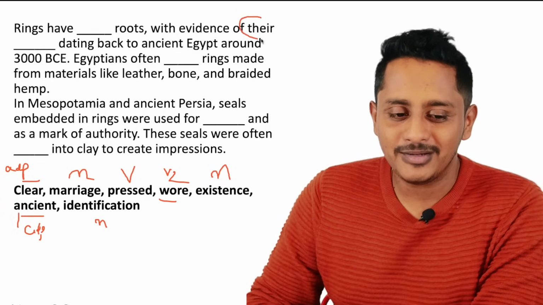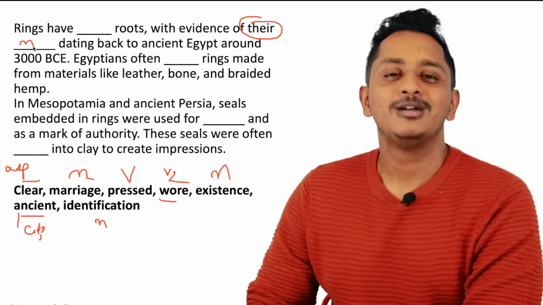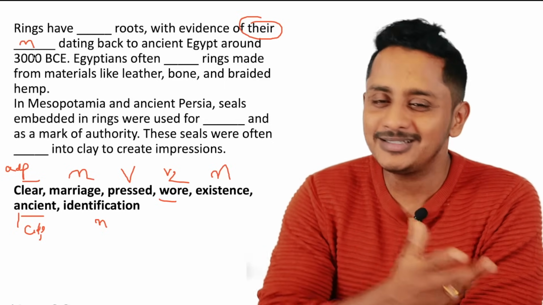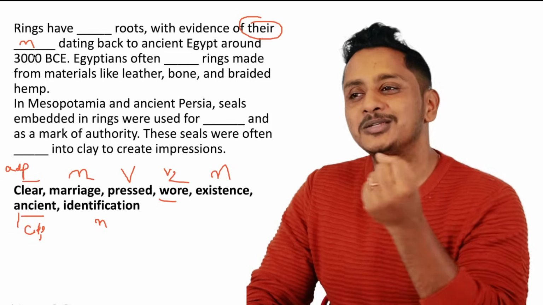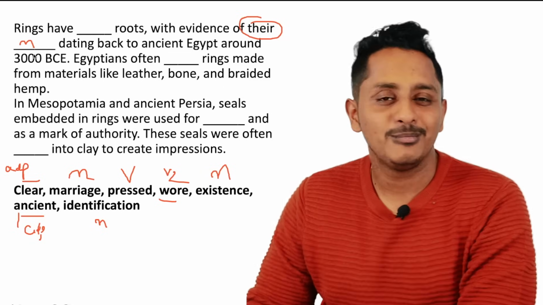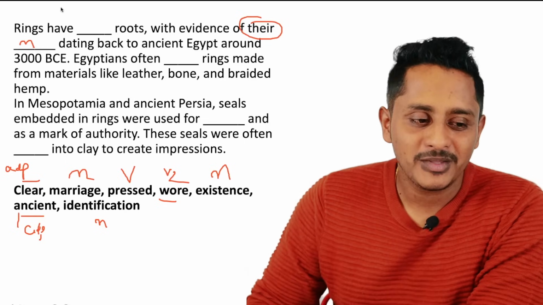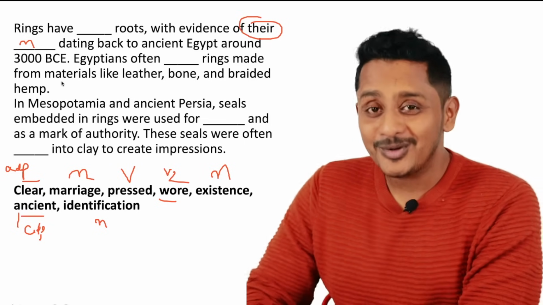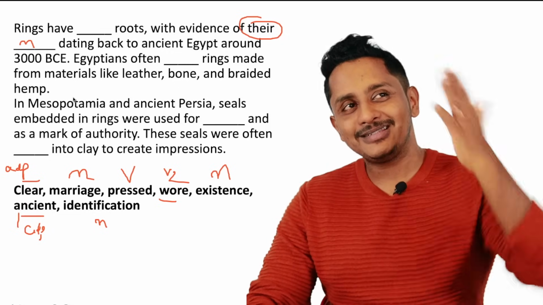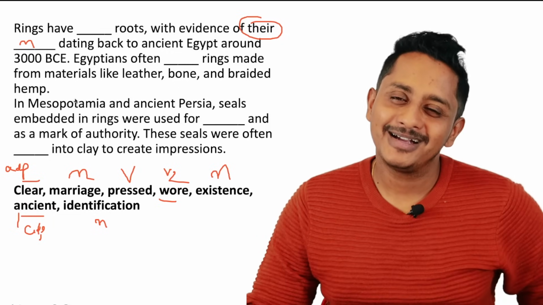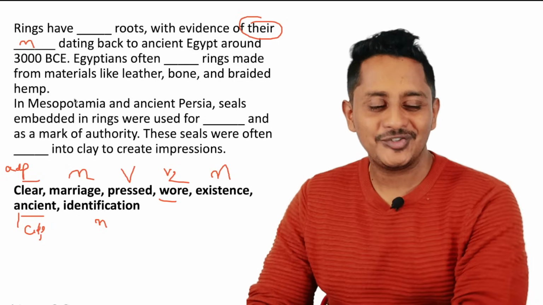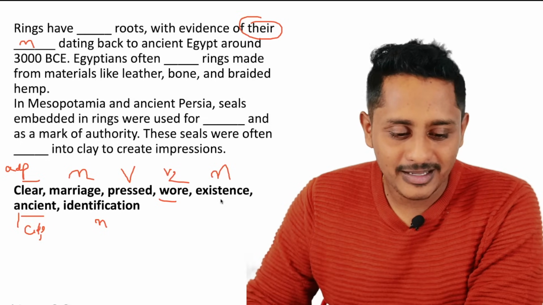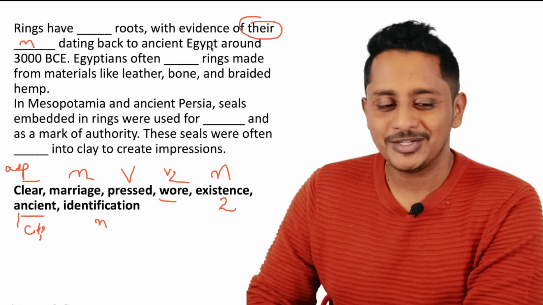Let's quickly finish it. Rings have clear roots? No, it is ancient roots, because with the evidence of their, see, after "their", always a noun will come, that's another grammar rule. His car, their house. Give it a thought, because the word "their" is a possession. It says something is belonging to someone. After "their" a noun should come. Rings have ancient roots with evidence of their noun. Marriage? People write that. No, rings are existing. Evidence of their existence dating back to ancient Egypt. Correct? They were present even in ancient Egypt around 3000 BCE.